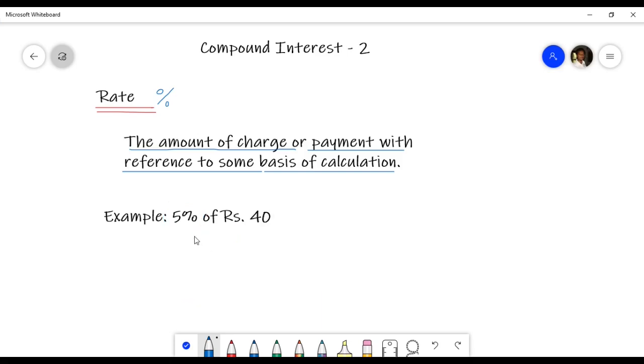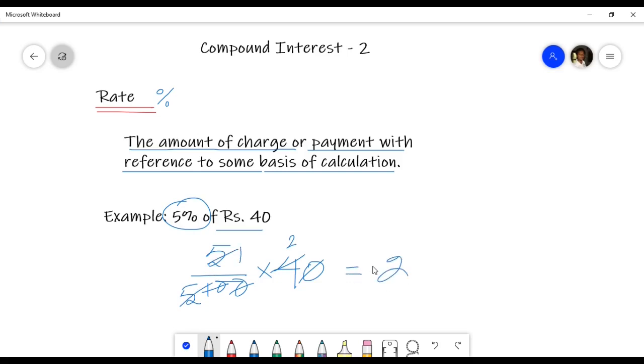Let's see another example. 5% of rupees 40. Like I said, percent refers to per 100. So 5% would be written as 5 by 100. Of refers to into rupees 40. So when we calculate this, we will get the answer as rupees 2. So this is the explanation about rate.